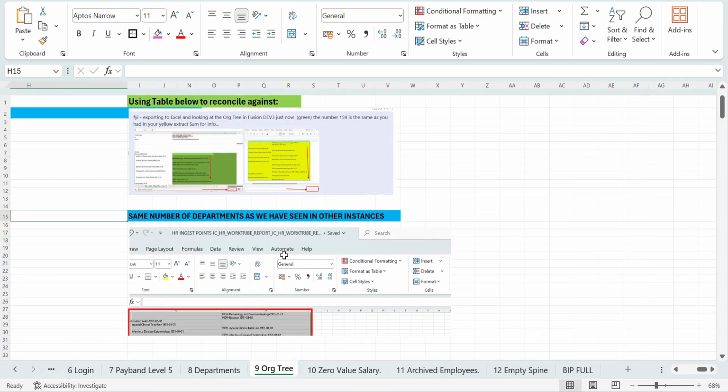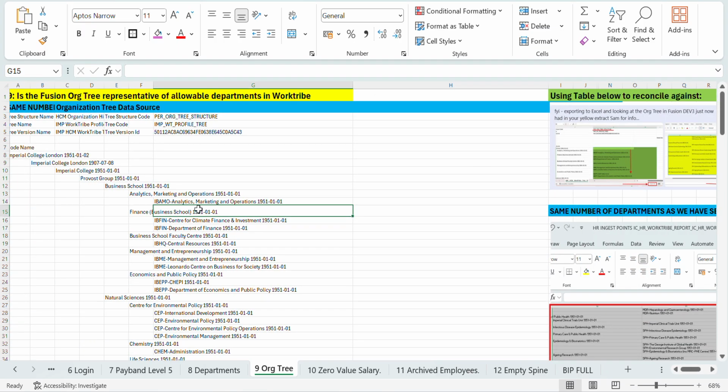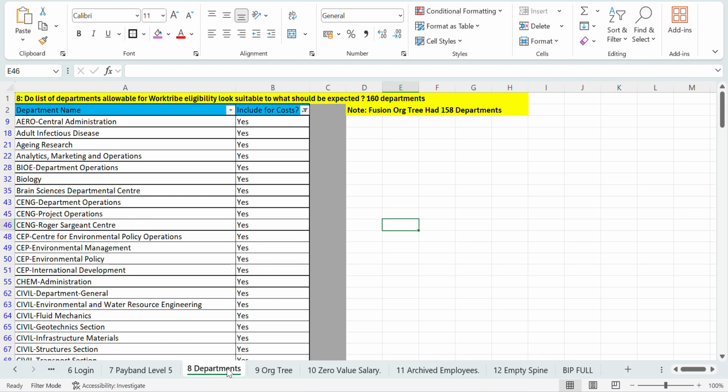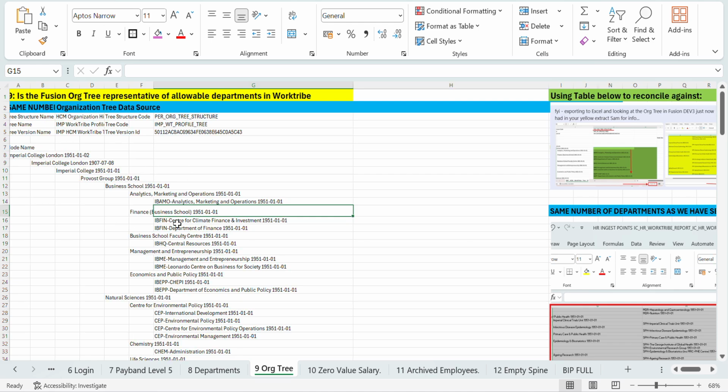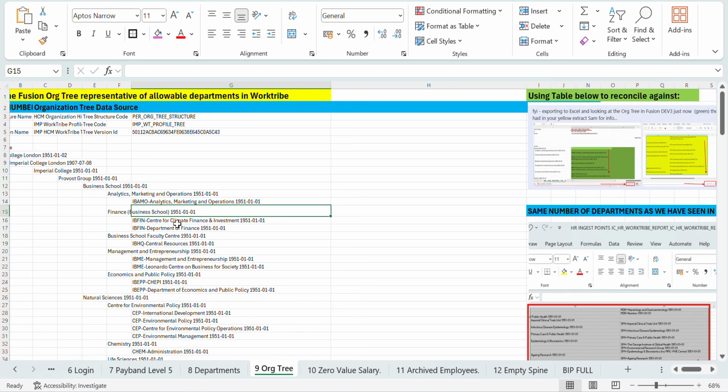So the org tree in Dev3 looks numbers wise good, but again, just asking that question, that we see departments within Fusion eligible for Worktribe. We see departments on the org tree within Fusion, and this is an export to Excel. Do we have that representation also within Worktribe as well? So that follows on that particular question.